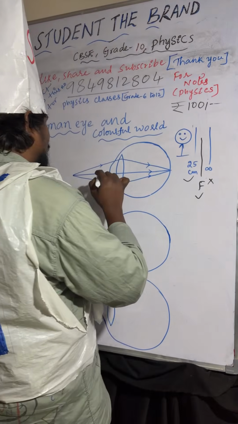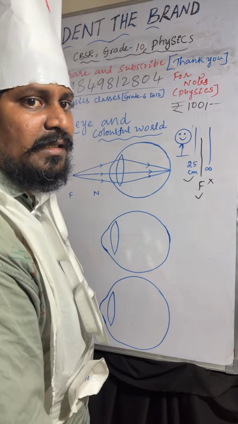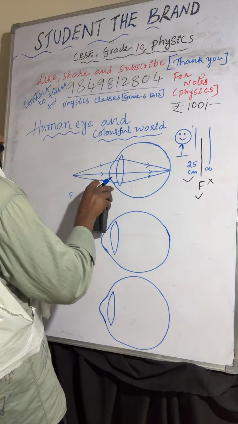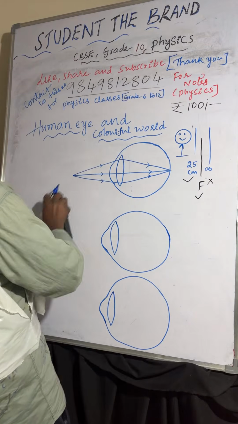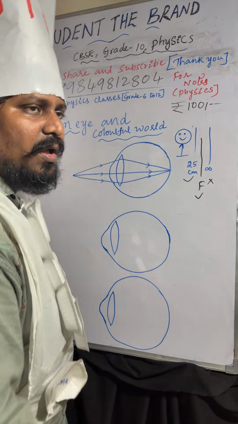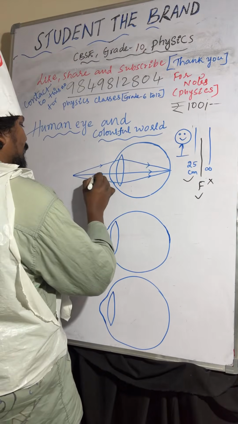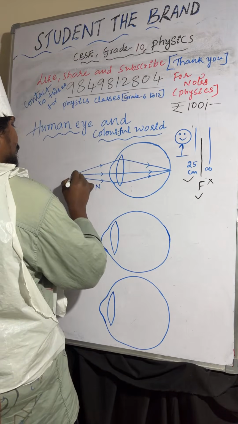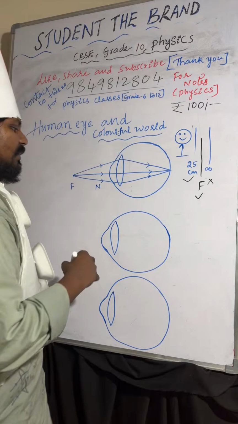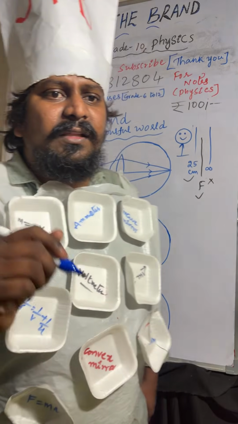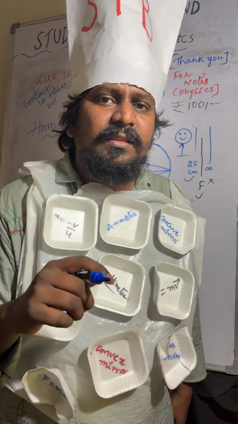Yes or no? What is this one? Near point. What is this one? Far point. As I said one thing.